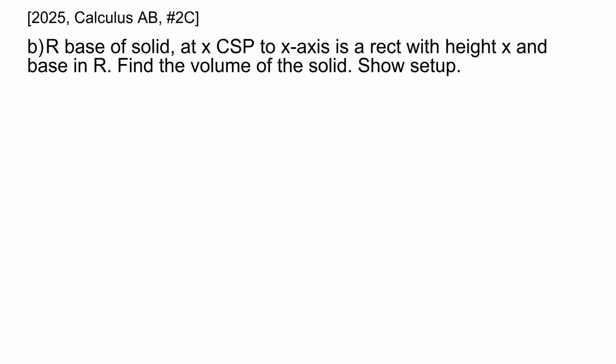In part B of this question, we are given that R is the base of a solid, and at any value of x, the area of a cross-section perpendicular to the x-axis is a rectangle whose height is x and whose base is in the region R. We are asked to find the volume of that solid and to show the setup.